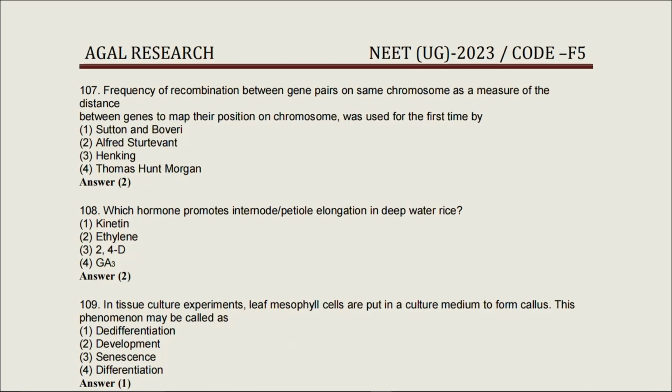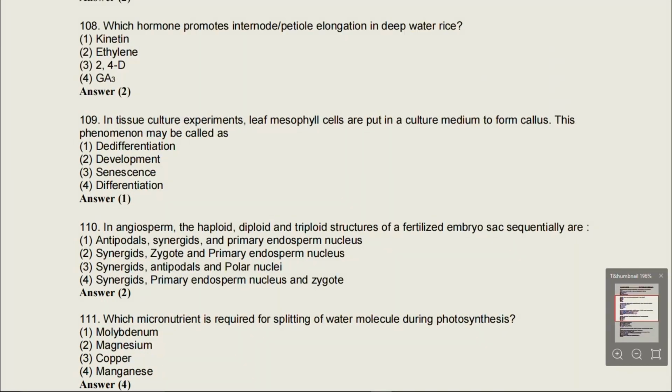The next one, which hormone promotes internode and petiole elongation in deep water rice? Option 2 is correct, ethylene. Ethylene promotes the elongation of internodes in deep water rice plants so that the leaves and upper parts of the plant remain above water. This question is taken from Unit 4, Plant Physiology, Chapter 13, Plant Growth and Development.